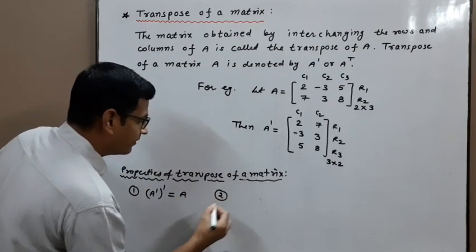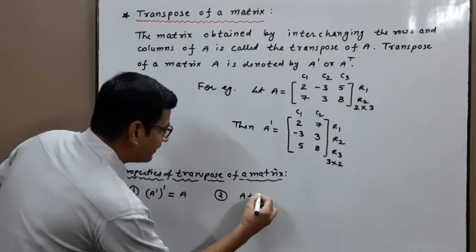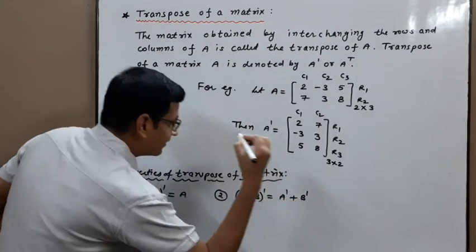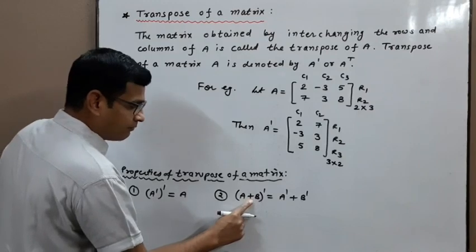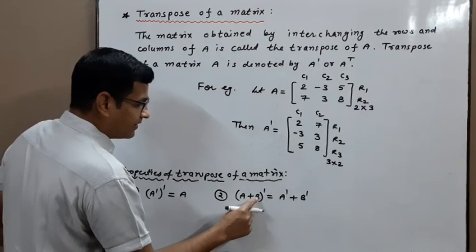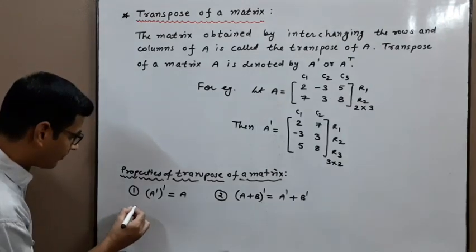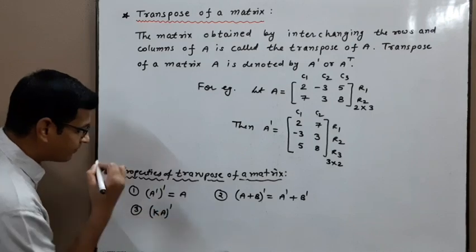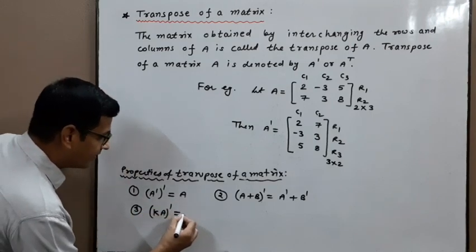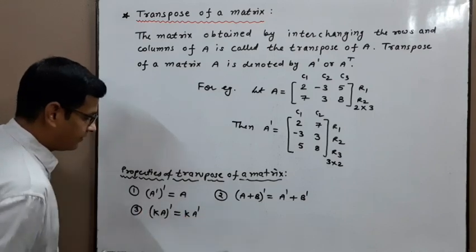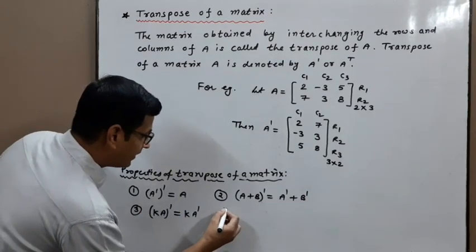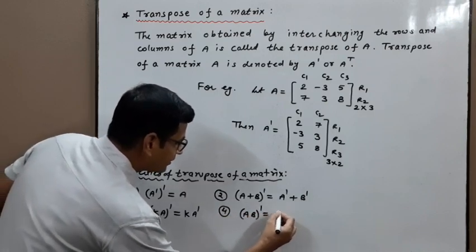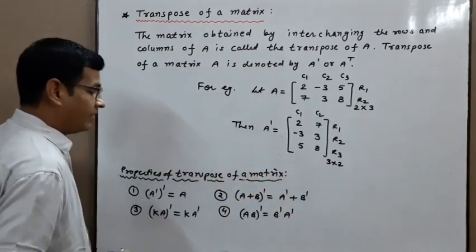Second, A plus B dash is equal to A dash plus B dash. We can apply this formula for minus sign also. A minus B dash equal to A dash minus B dash. Third, transpose of any scalar K into matrix A is equal to K into A dash. And fourth one is very important. Transpose of product of two matrices is equal to transpose of B into transpose of A.